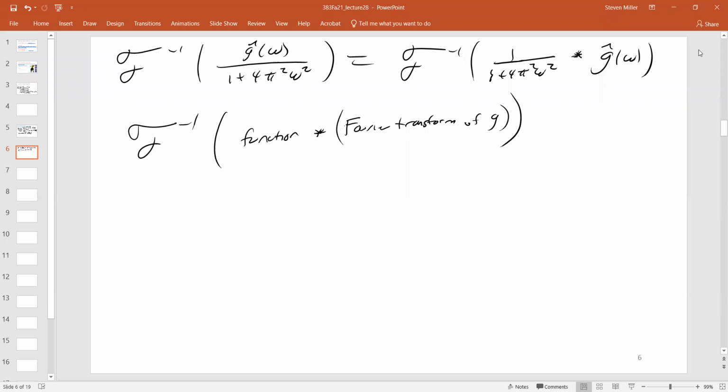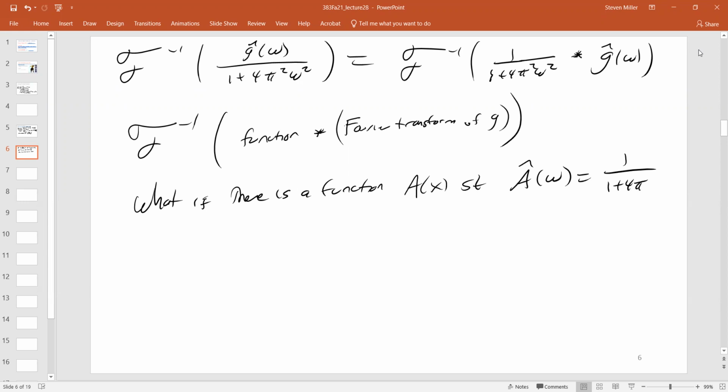What if I somehow read this as a product of two Fourier transforms? What if there is a function, say, a of x, such that a hat of omega equals 1 over 1 plus 4 pi squared omega squared. Then we have the inverse Fourier transform of a hat of omega, g hat of omega.